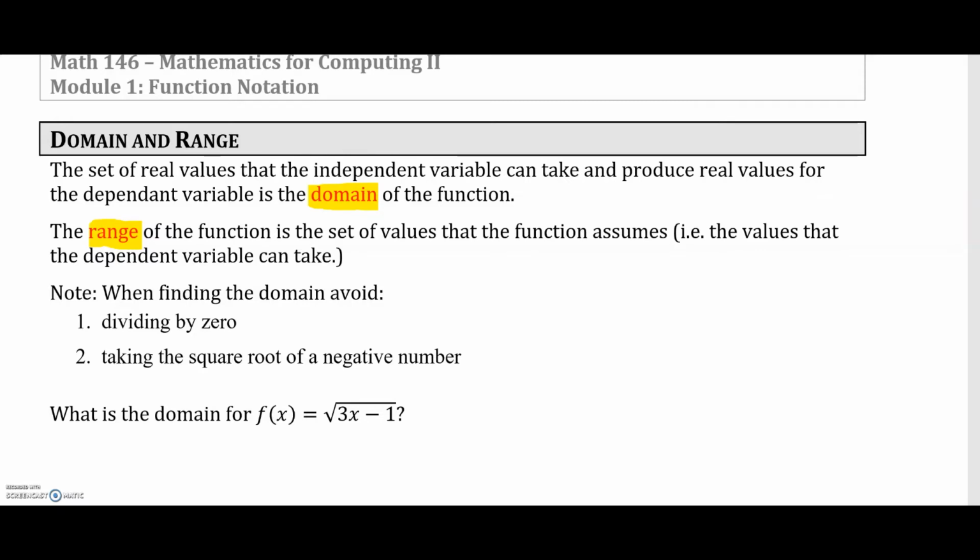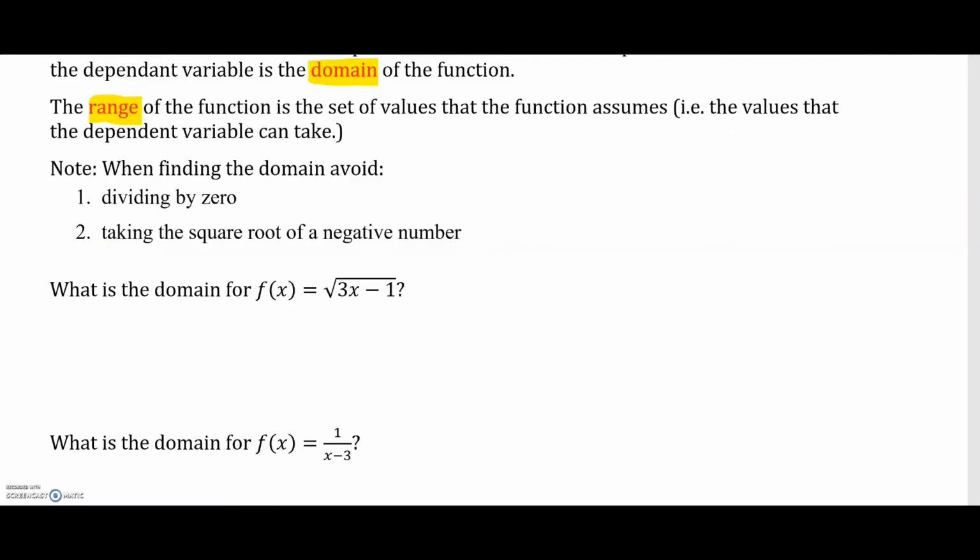Recall that we are not able to divide by 0. It produces an undefined value. And we are also not able to take the square root of a negative number. So when we're trying to find the domain of a function, we need to look at these cases and figure out what values of x cannot go into the function. Remember that the domain is a set of all x values or input values that are able to go into the function and produce real values as our output.